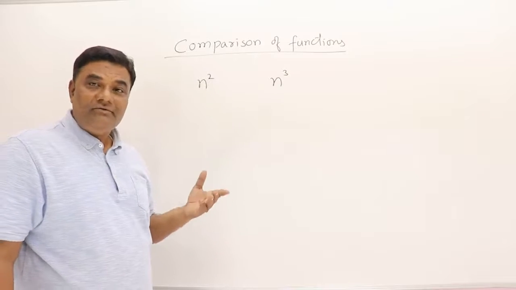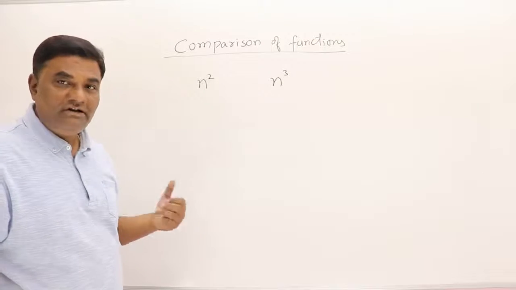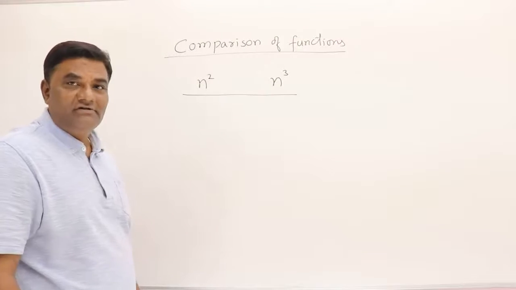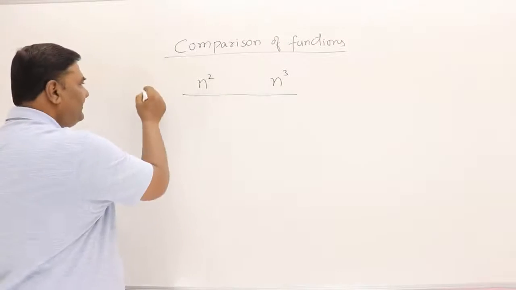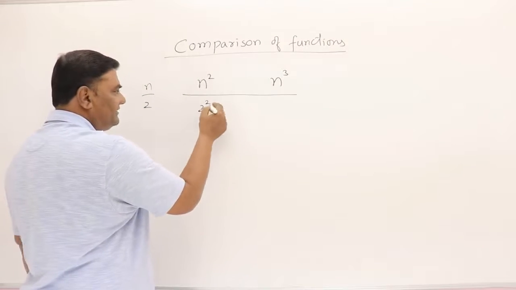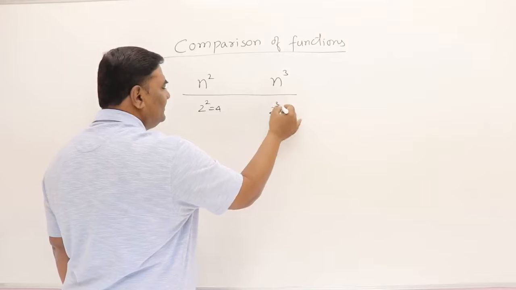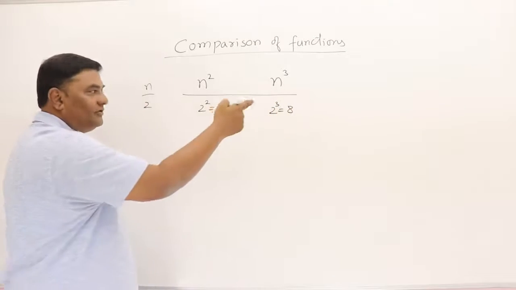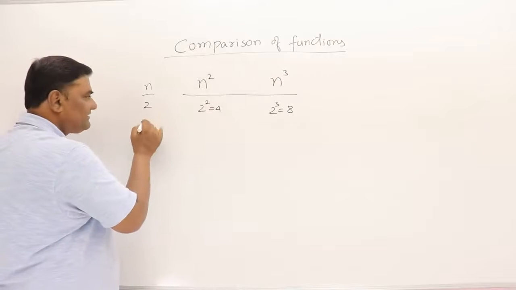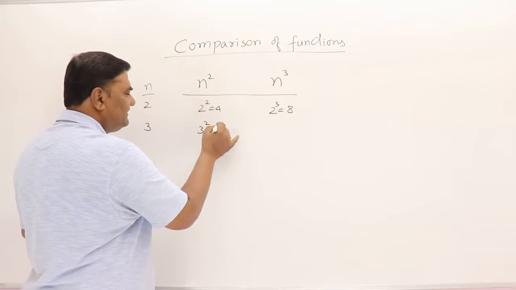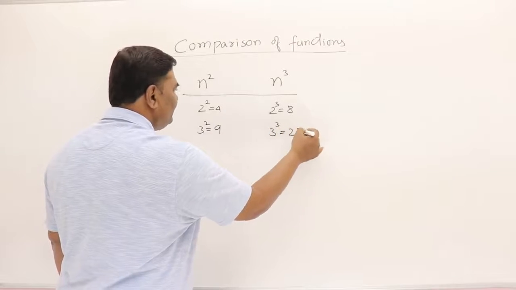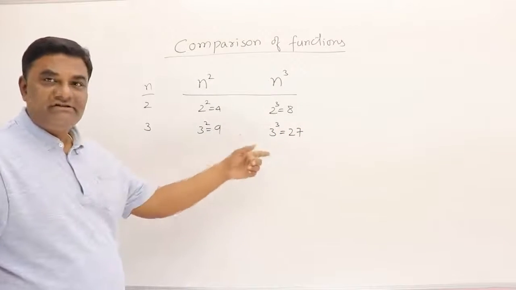But if at all I have to check them, I have to prove, then how can I do it? One method is I can sample some values. For example, if I take n as 2, then this is 2 square, so it is 4, and this is 2 cube, which is 8. So 4 is smaller than 8, so 8 is greater. If I take 3, then 3 square is 9, and 3 cube is 27. So yes, 27 is greater than 9.